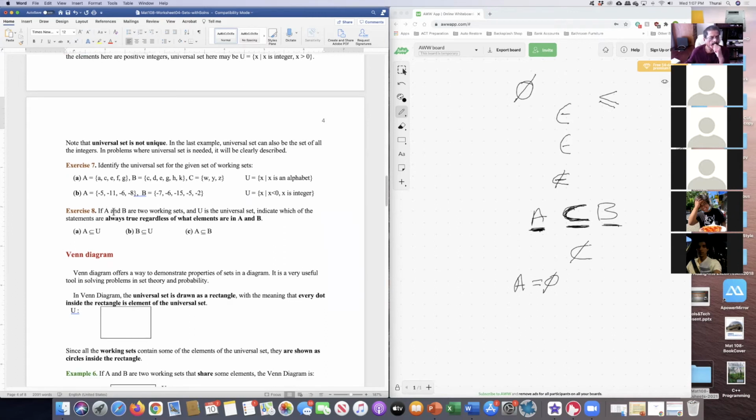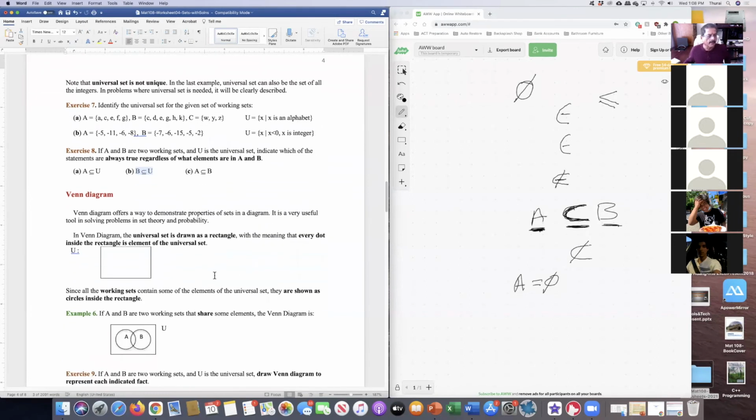All right, so if A and B are two working sets and U is the universal set, is this a correct statement? A and B are the sets we are working with, and U is the universal set, then A has to be a subset of U. B also has to be a subset of U. A subset of B may not be true. That depends on what they are. We don't know what they are, but no matter what they are, this is always true. All our working sets must be subsets of the universal set. So that must always be true.